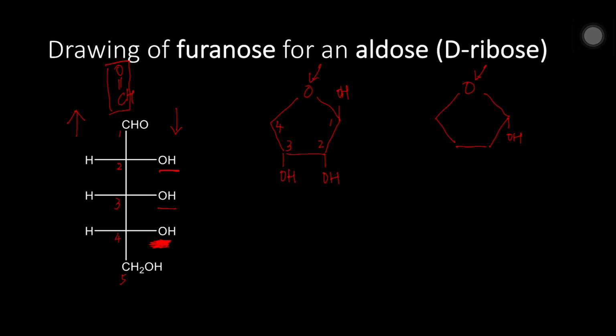Now let's move to carbon number 5, which is the CH2OH. CH2OH is attached to carbon number 4, so you have a CH2OH group here. For the anomers, you have the orientation of OH the same as the other anomer. So this is beta, this is alpha anomer.